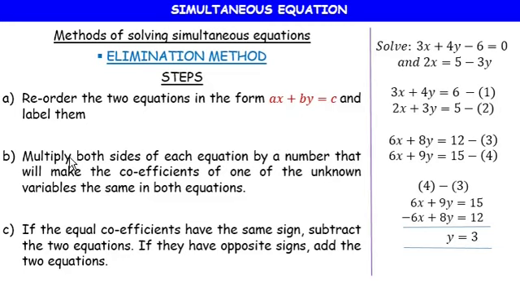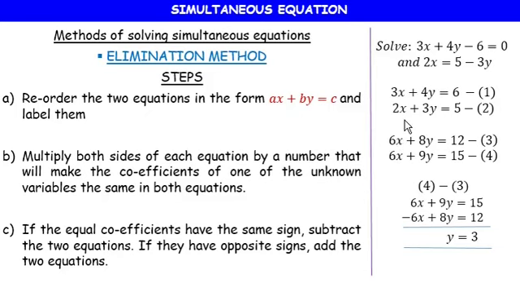Okay, let's move on. The next thing is to multiply both sides of each equation by a number that will make the coefficient of one of the unknown variables the same in both equations. What this simply means is, before that you have to decide which variable you want to eliminate. You see, this is an elimination method. So our aim is to get rid of one of the variables. So we have to put the variables in such a state that at least one of them can cancel out.